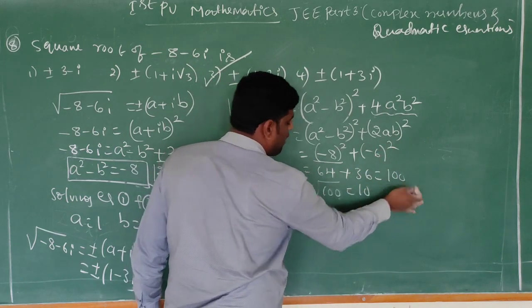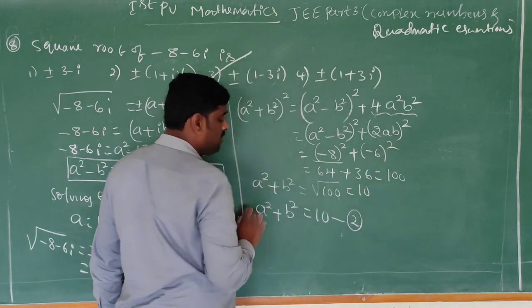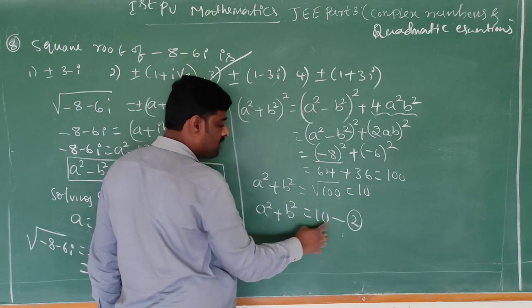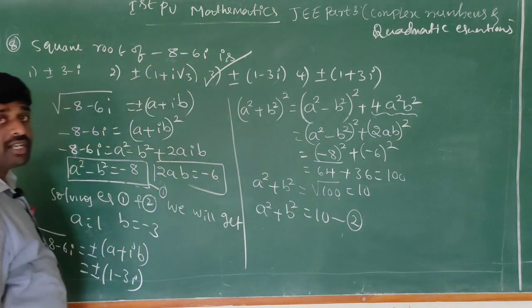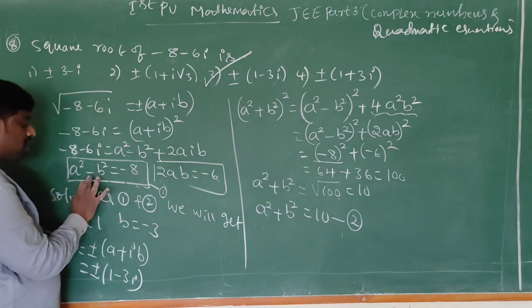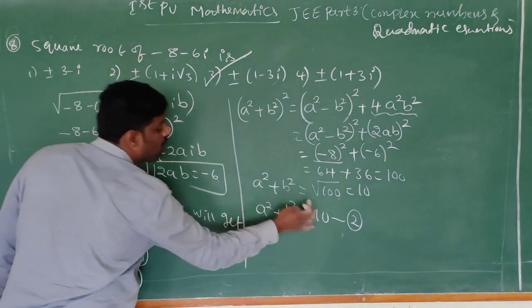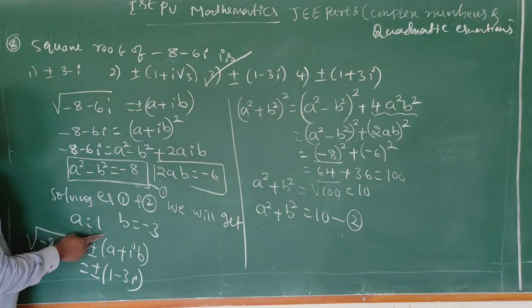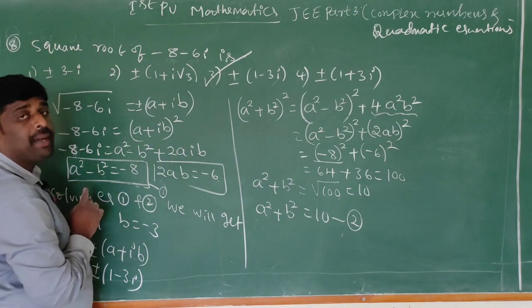That means 100, square root of 100 is 10. A square plus b square is equal to 10. This is equation number 2. A square minus b square is equal to minus 8. Solving equations 1 and 2, you will get a is equal to 1, b is equal to minus 3.